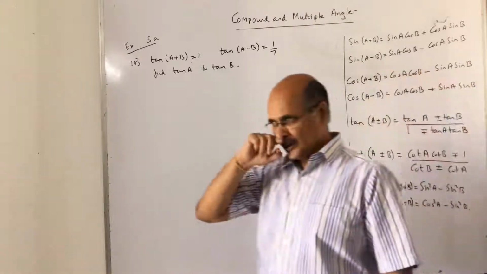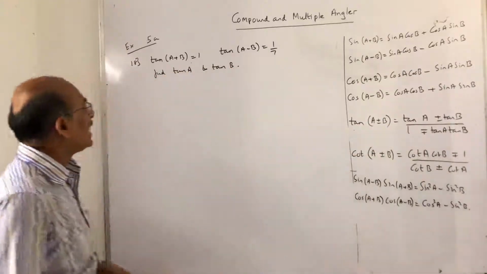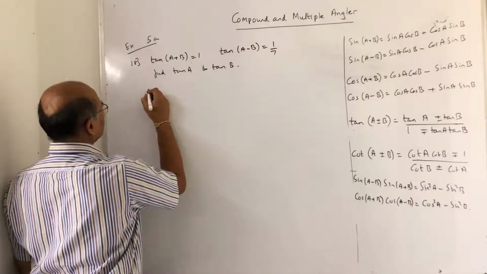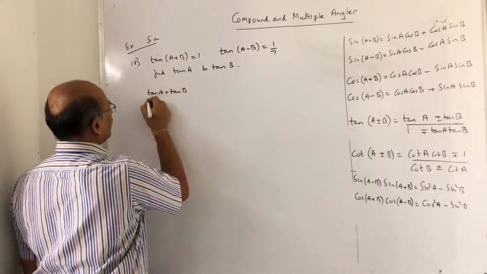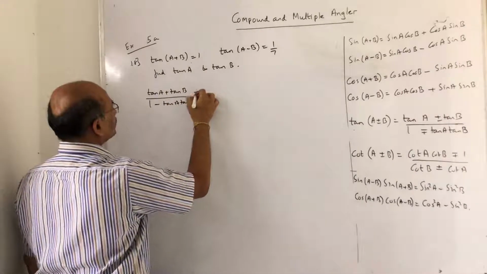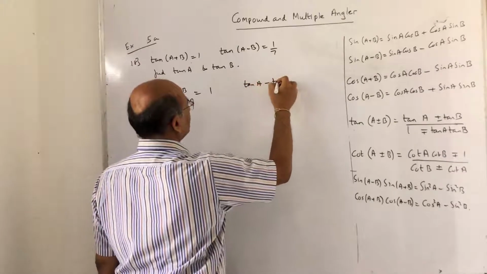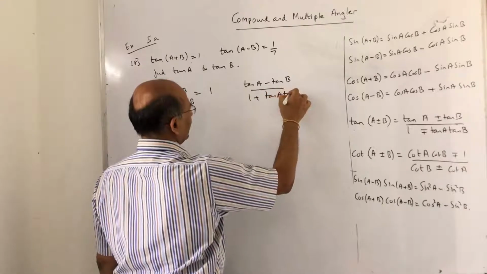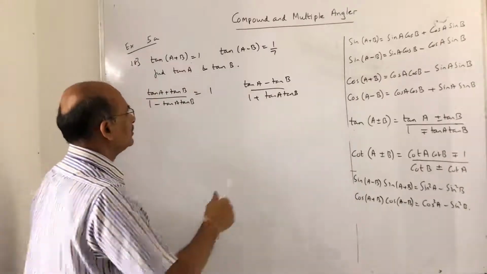Okay, so what is the clue in this? This is tan of a plus b. So tan of a plus b already has something, right? So let's see what happens. Tan of a plus b. So it will become tan a plus tan b upon 1 minus tan a tan b is equal to 1. Similarly, here I can write tan a minus tan b upon 1 plus tan a tan b. I am just applying the formula. If it's minus, it is plus; if it's plus, it is minus, is equal to 1 by 7.